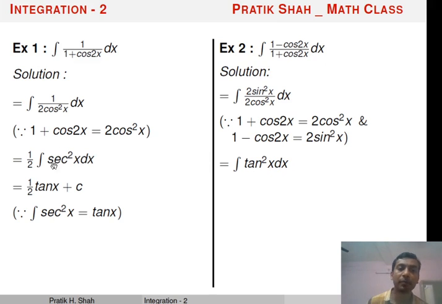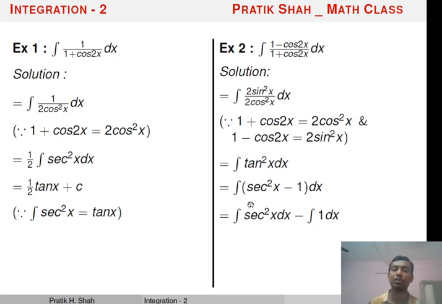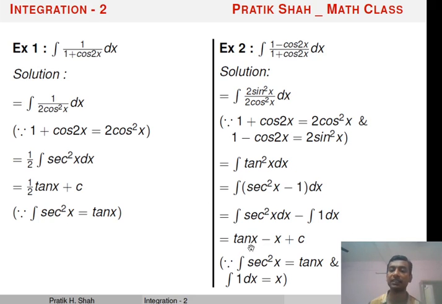Here there was no problem with sec square x, because we know that integration of sec square x is tan x, but we do not have any formula for integration of tan square x. So we'll have to substitute sec square x minus 1 in place of tan square x. This is again a formula from the trigonometry chapter: tan square x is equal to sec square x minus 1. Now separate both. This can be written as integration of sec square x minus integration of 1. Integration of sec square x is tan x and integration of 1 is x. So we get the final answer tan x minus x plus c.